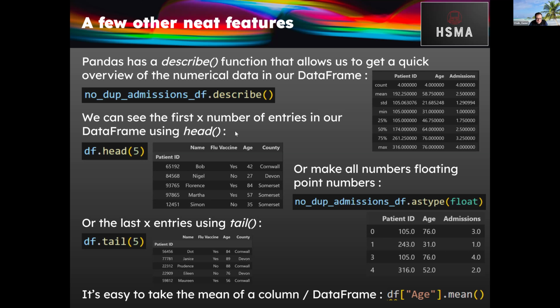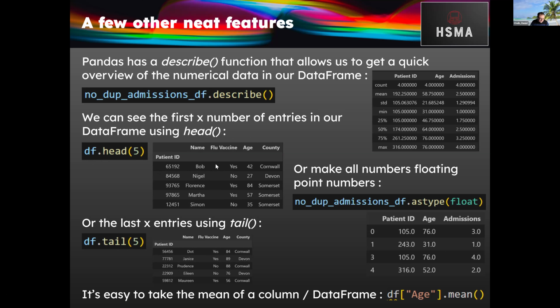We can also see the first X number of entries in our data frame using head. So if you say the name of the data frame .head and then put in a number, it'll give you, in this case, 5. It'll give you the first 5 entries in the data frame. You can do that the same from the other way as well. So you can say .tail. That will give you the last 5 entries of the data frame.